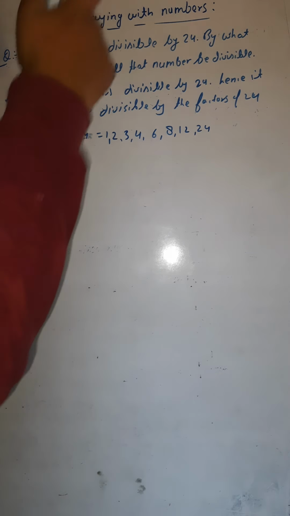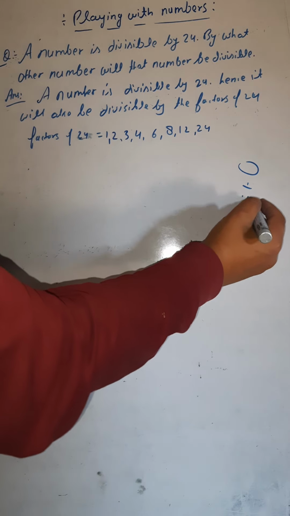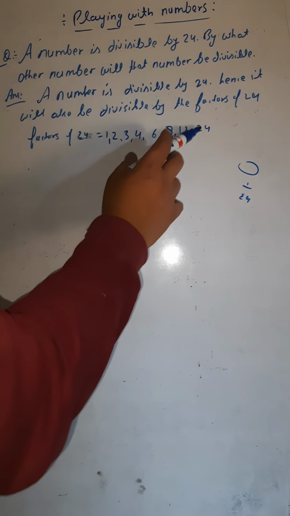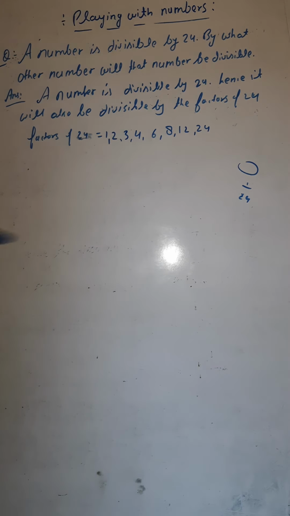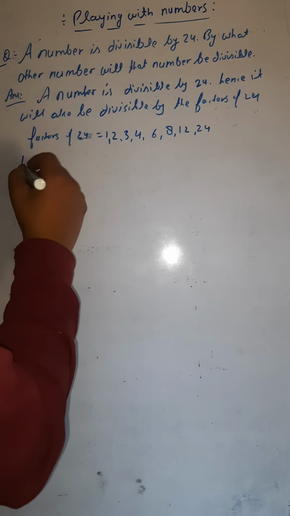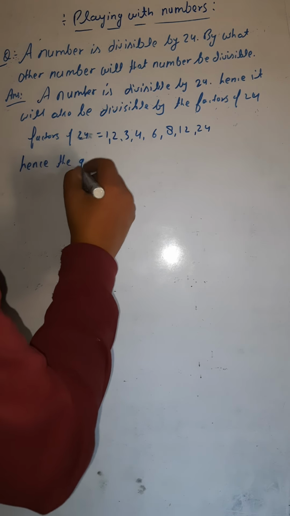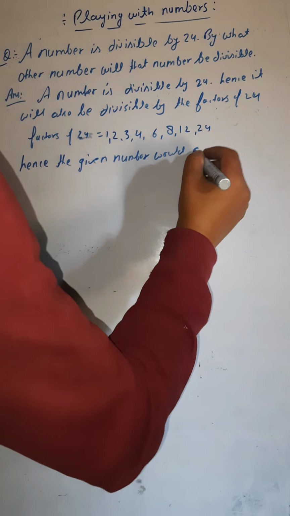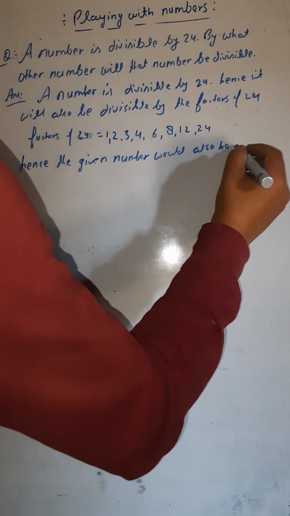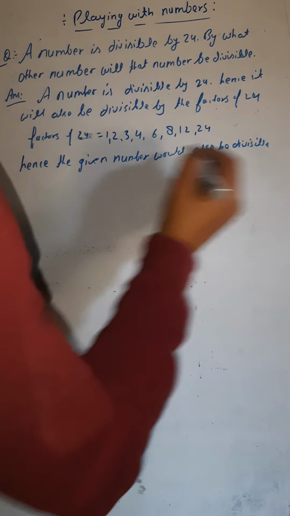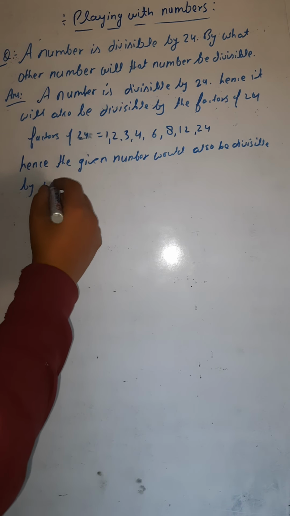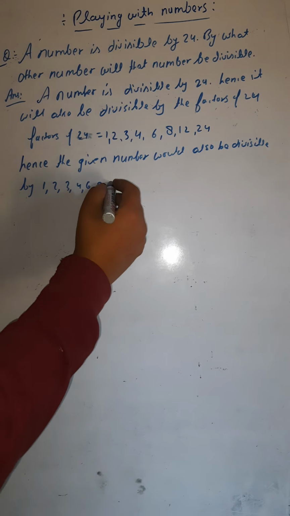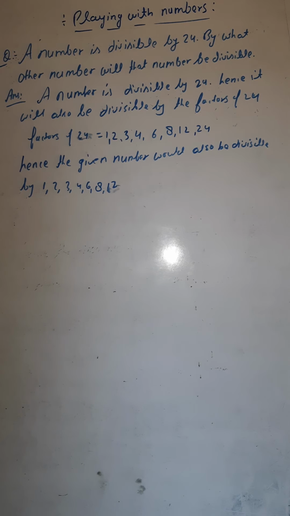Hence, if a number is divisible by 24, this number would also be divisible by 1, 2, 3, 4, 6, 8, 12 and 24 also. Are you getting it? So hence, you write here: the given number would also be divisible by 1, 2, 3, 4, 6, 8 and 12, because 24 itself is dividing it. So this is the answer to the given question.